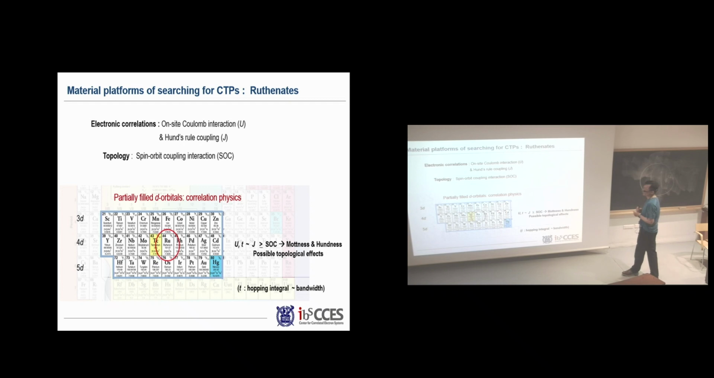As I mentioned before, these are important interactions in 3D, 4D, and 5D transition metal oxides. But ruthenium is actually located over here in the middle of the periodic table, where U is about 3 or 4 electron volts, and J is about 0.5, and the bandwidth is about 2 electron volts. Spin-orbit coupling is a little small, 0.3, but still comparable. So later on, they will play a very important role in the topological properties.